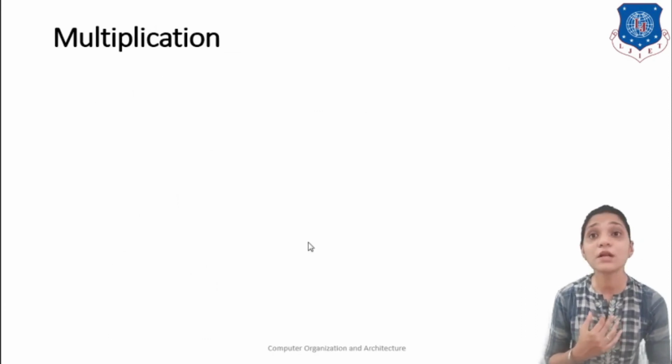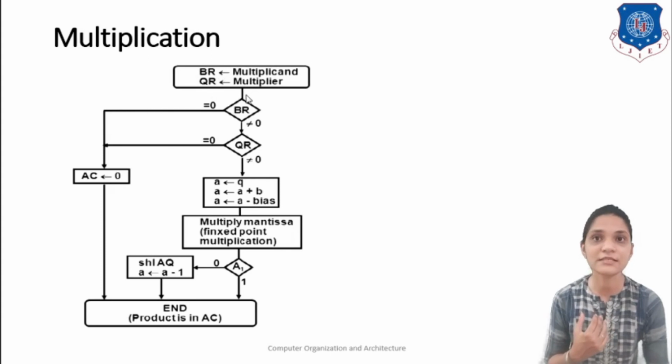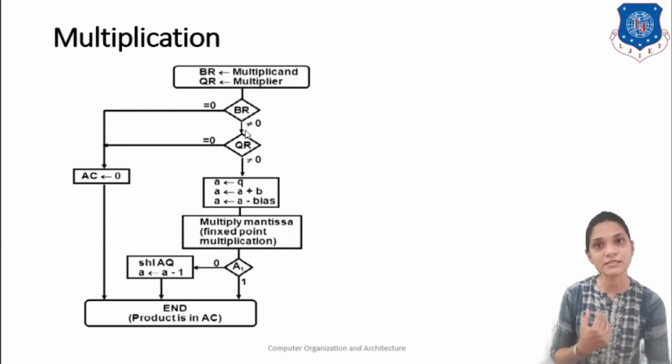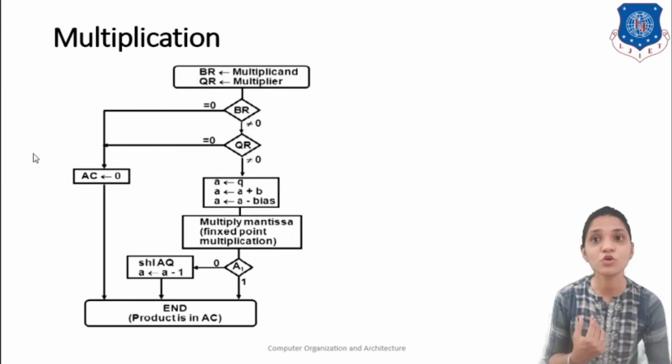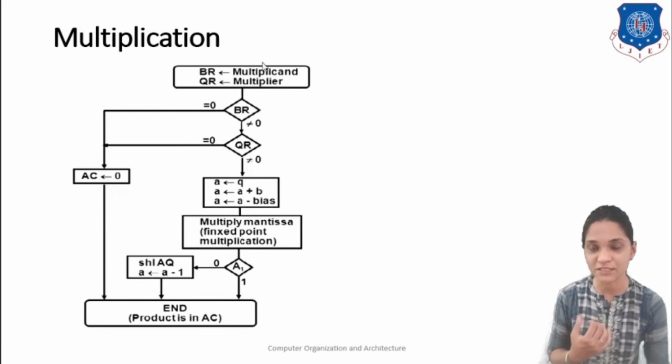Now let us see the multiplication operation. In this multiplication operation, your multiplicand is in the BR register, and the multiplier is in the QR register. First we will check for the 0. If any of these contents is 0, that is BR or QR is 0, your result is going to be 0 and your operation is completed. But if it is not 0, then you have to do the multiplication operation.